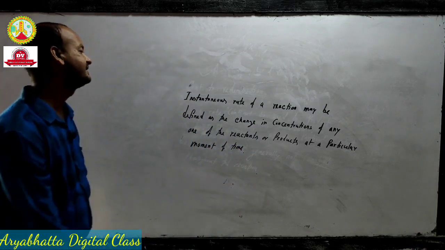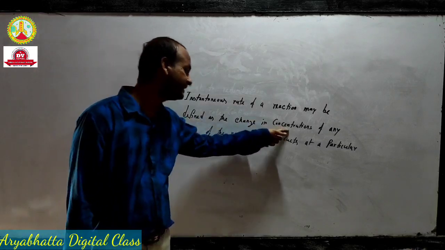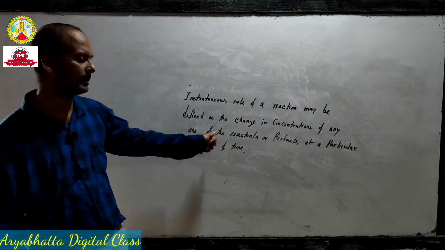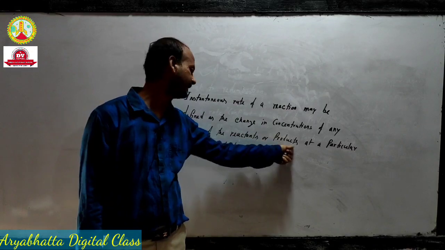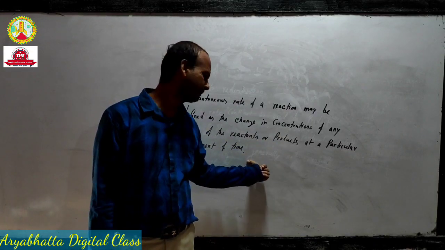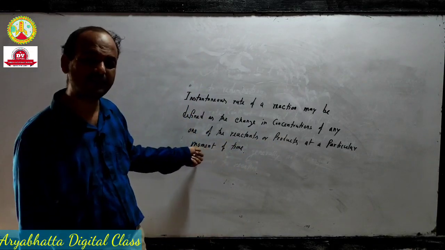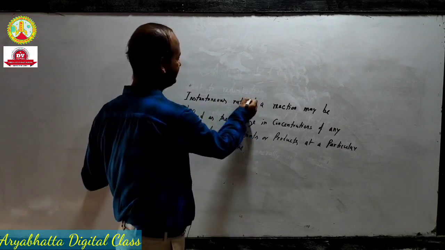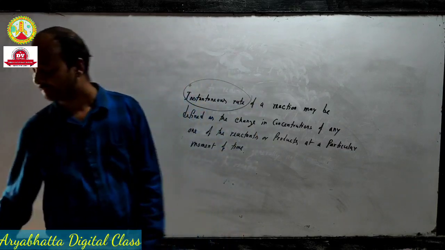Okay, now let's see. Instantaneous rate of reaction may be defined as the change in concentration of any one of the reactants or maybe products at a particular moment of time. It means that at a particular moment of time you can calculate the rate of a reaction with the help of this term, instantaneous rate.